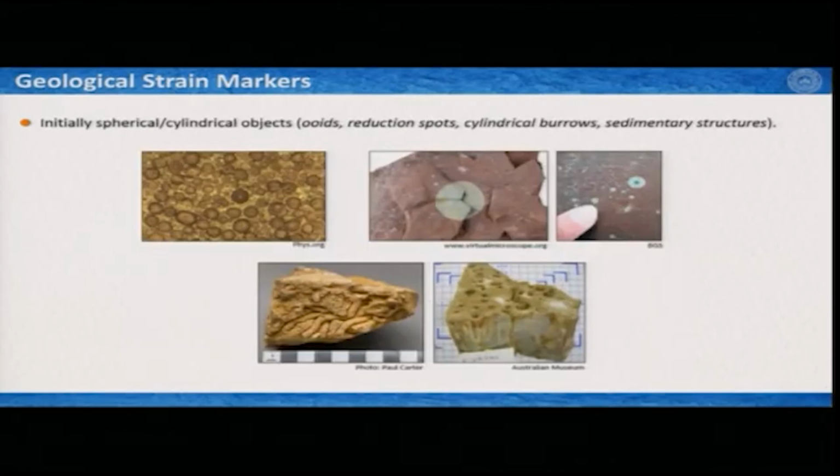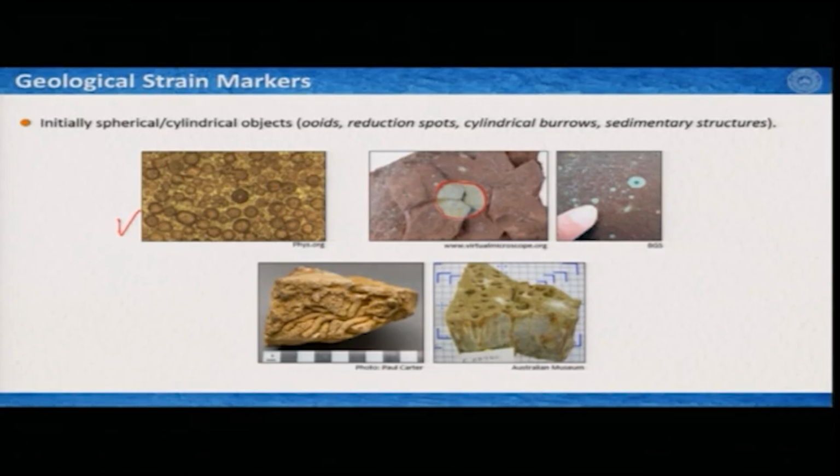Now let us have a look at some spherical or cylindrical objects, and here we mostly use some fossils and some typical geological features. What we see in the first image is a microstructure. These are ooids, which you mostly find in limestones, and also in limestones you find a very typical geologic feature, in this case this circular thing that is known as a reduction spot. These are very much circular and these are excellent strain markers.